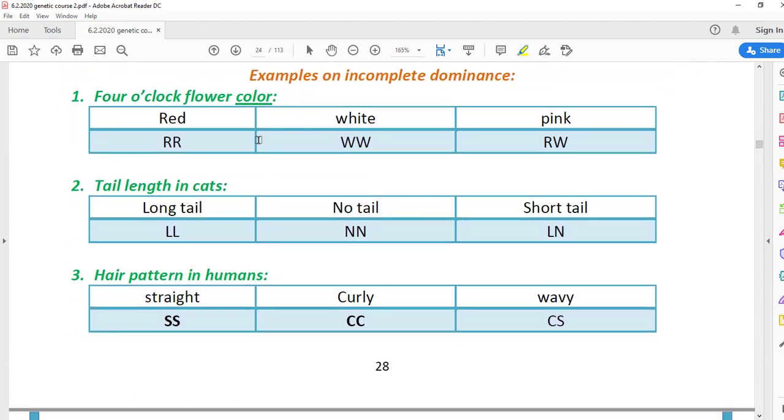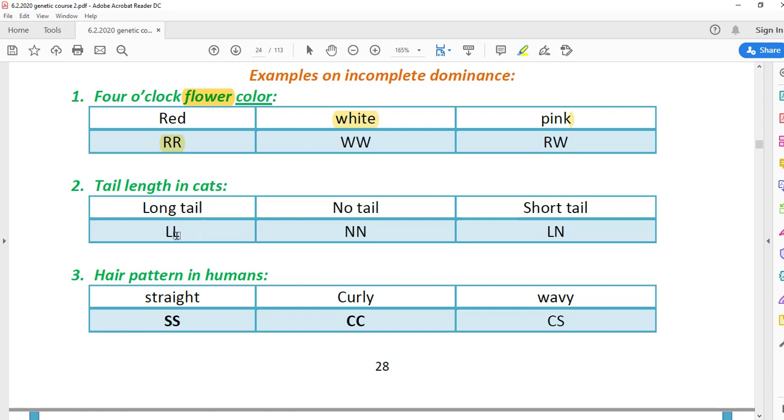Examples: four o'clock flower, red R capital R capital, white WW, pink R capital W. Next, tail length.